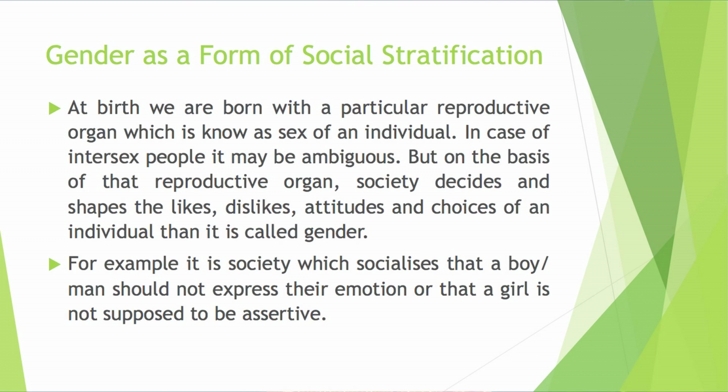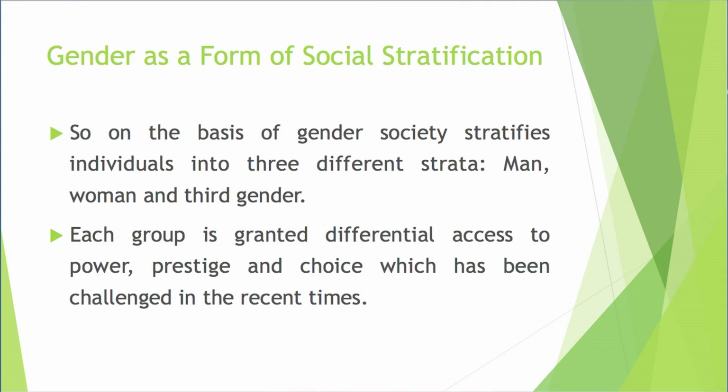For example, it is the society which socializes a boy or a man that he should not express himself emotionally, or that a girl is not supposed to be assertive. So on the basis of gender, society stratifies individuals into three different strata, that is men, women and the third gender, and each gender is granted different access to power, prestige and choice, which has been challenged in recent times. Now there are many theories in sociology which explain the existence of this system.